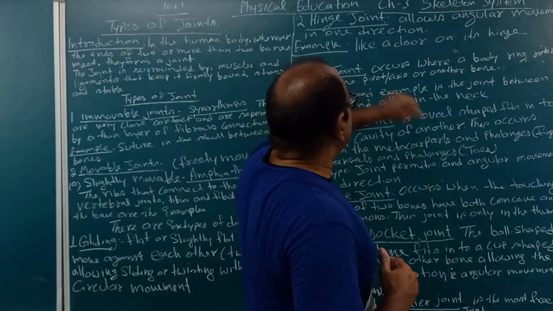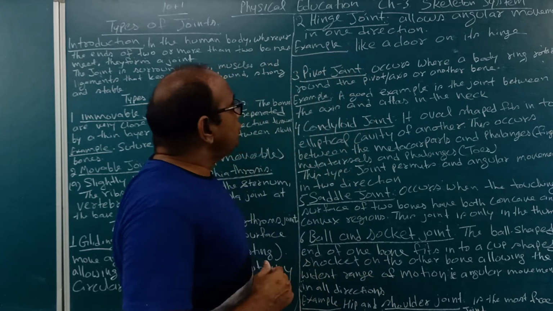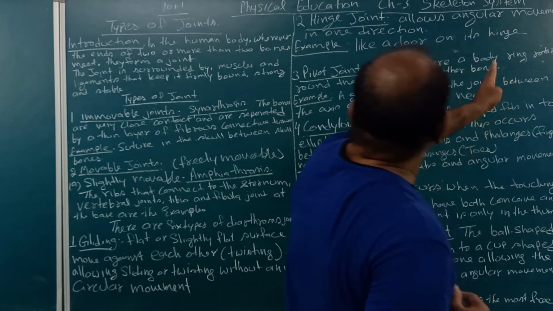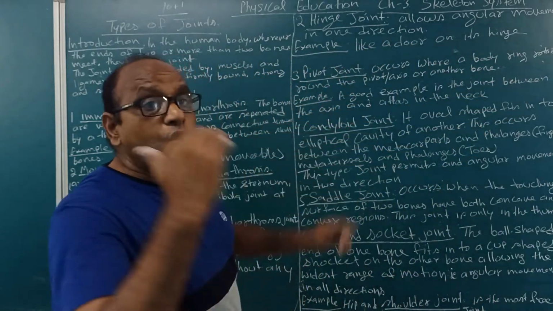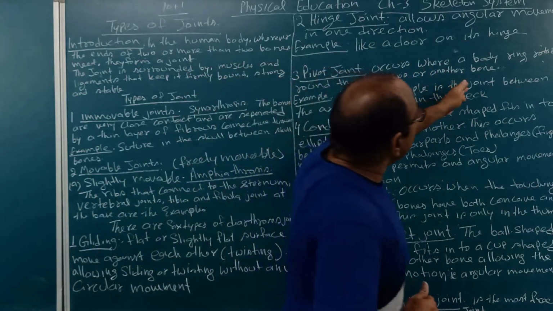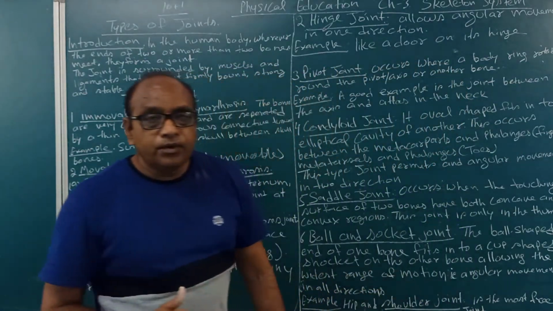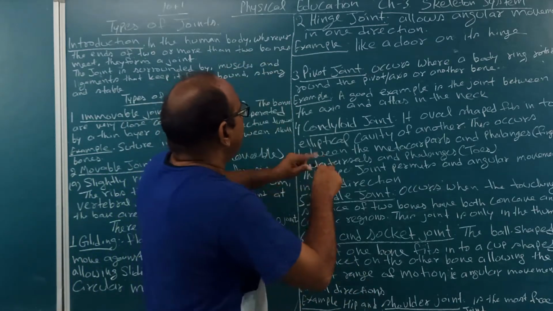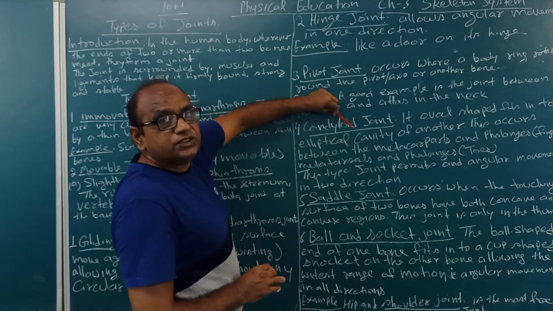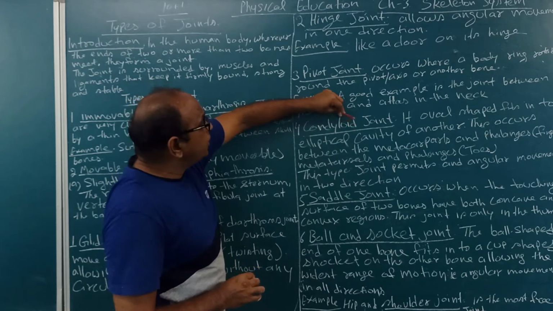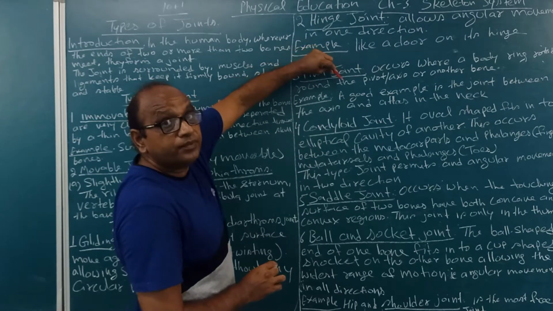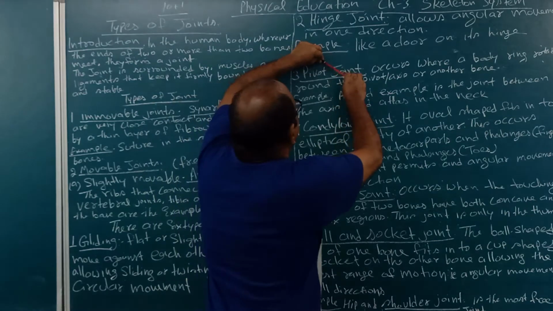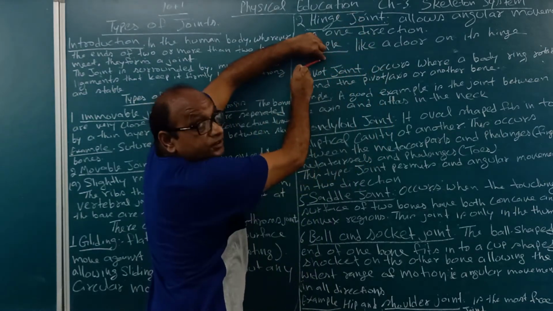Next is pivot joint. Pivot joint occurs where a bony ring rotates around the pivot or axis of another bone. For example, here is the axis. It is your pivot joint. And your body can move like this in any direction.